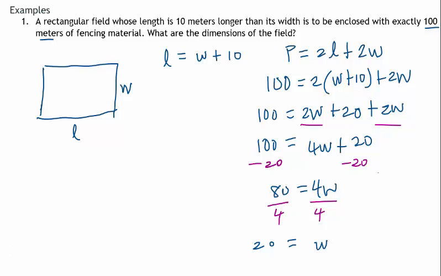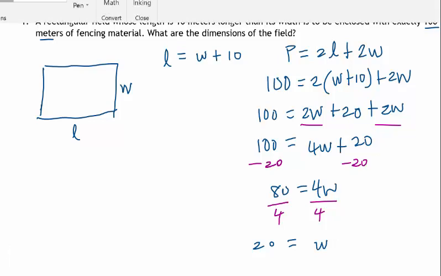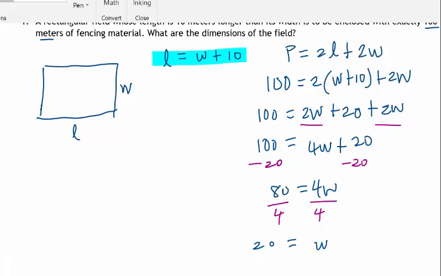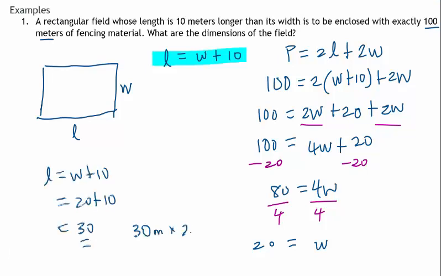Now, if the width is 20, we also need to know the length, because it says what are the dimensions. So we go back to a familiar expression that we wrote at the beginning of the problem, which is how the length and the width are related. The length is 10 more than the width. So that means the length is 30, or 20 plus 10. And the dimensions are 30 meters by 20 meters.